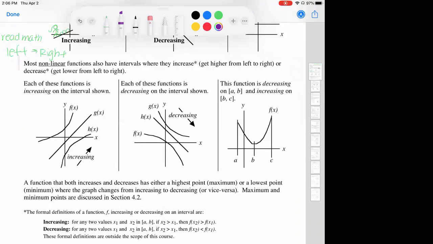Moving forward, most nonlinear functions also have intervals where they increase, getting higher from left to right, or decrease, getting lower from left to right. Here, even though it's not a line, this part is increasing, going up. Here it's going down, so it's decreasing. And we can put this all together. For example, the function is decreasing from A to B, going down from A to B, and it is increasing, going up, from B to C. It doesn't all have to be just increasing or decreasing like a line. When we have a function, there can be a mixture of them. For example, this is an image of what you might think to be something like a parabola.